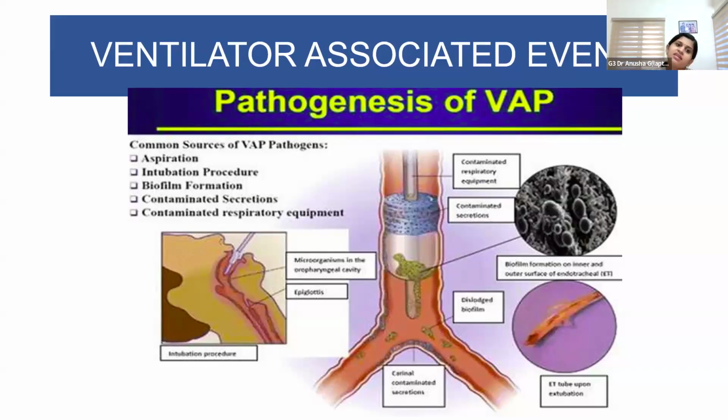Now, what is the pathogenesis of VAP, or ventilator associated pneumonia? The common sources of ventilator associated pneumonia, if you see a patient in the ICU who has developed VAP: either he has developed VAP because of aspiration, or it is because of the biofilm which was there in the ET tube, or the secretions. After ET tube insertion, there will be some secretions which are produced. So contamination of those secretions can cause it, or contaminated respiratory equipment. So all these things can cause VAP, right?